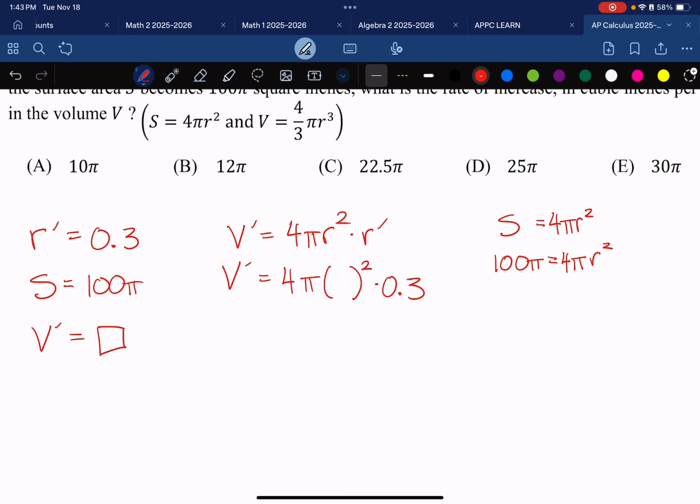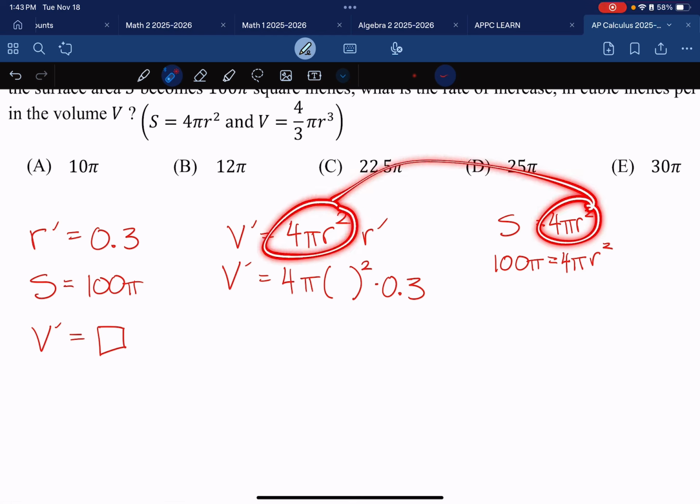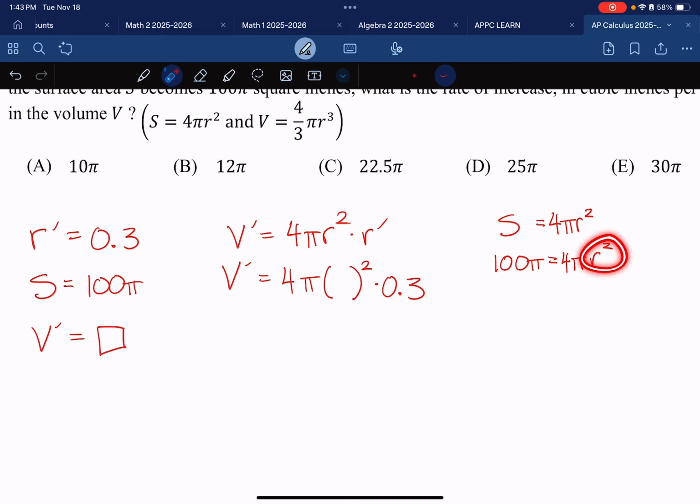r squared. And if you're super clever, you can take a shortcut right here and like, wait a sec, 4 pi r squared, that looks awfully familiar. I can replace all of that with just 100 pi. Okay, you're overly clever. Let me go ahead and pretend I didn't know that. From here, I'm just going to solve for r and say, okay, I'm going to divide by pi on both sides. Watch me go.